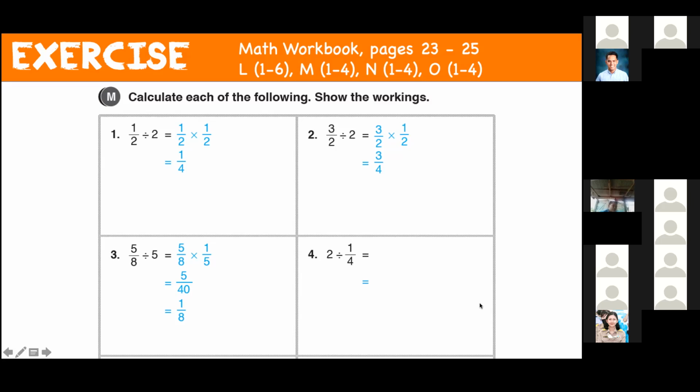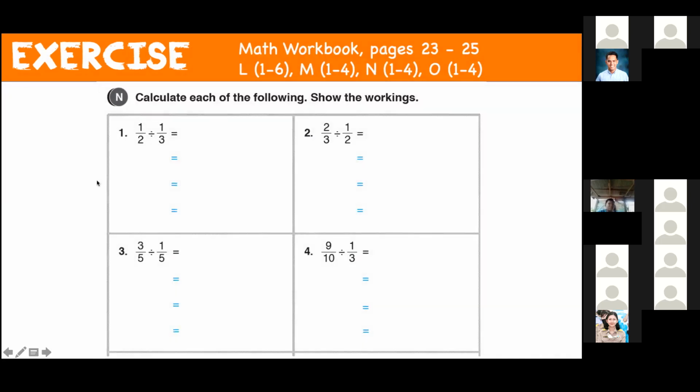Last number, number 4. 2 divided by 1/4. So 2 is 2/1 times 4/1. The reciprocal of 1/4 is 4/1. So 2 times 4 is equal to 8.